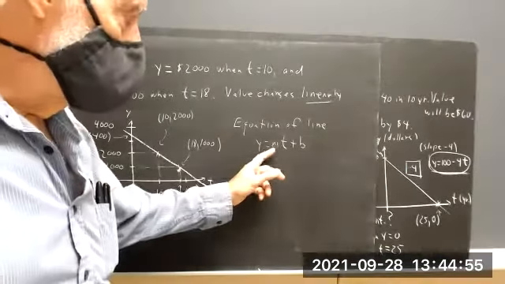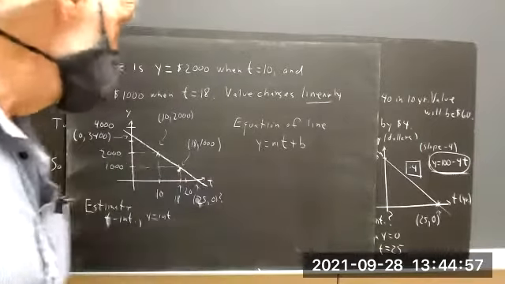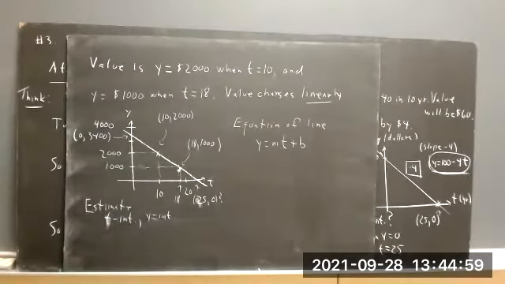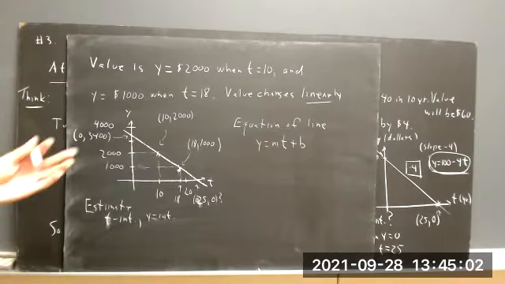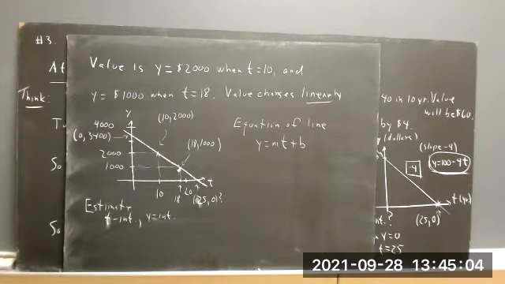The equation is y equals mt plus b. Can we determine m from the information here? Well, yeah, m is the slope.